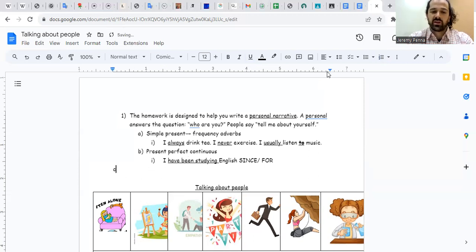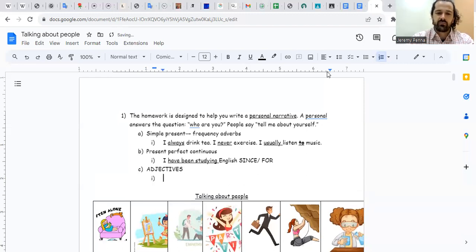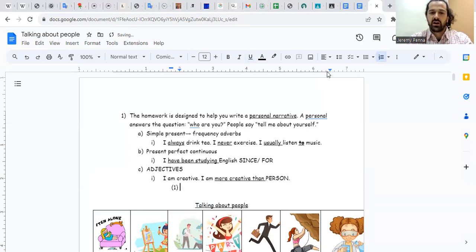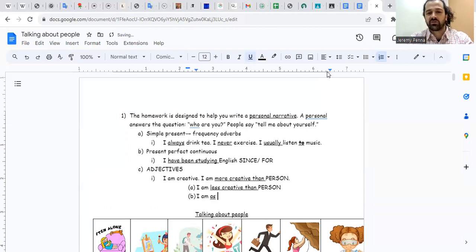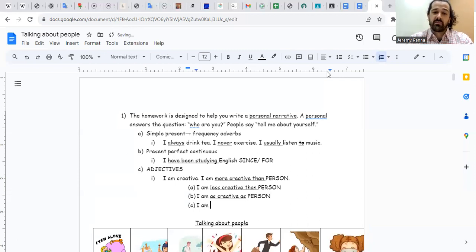And the third one is, how do we use adjectives? So, I am creative. I am more creative than another person. I am less creative than another person. I am as creative as another person. So this is when you're about the same. I am not creative. So those are the three structures that this homework is designed around.